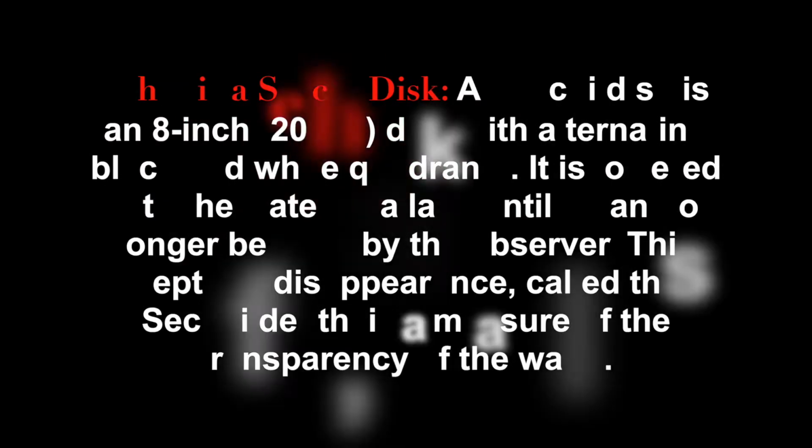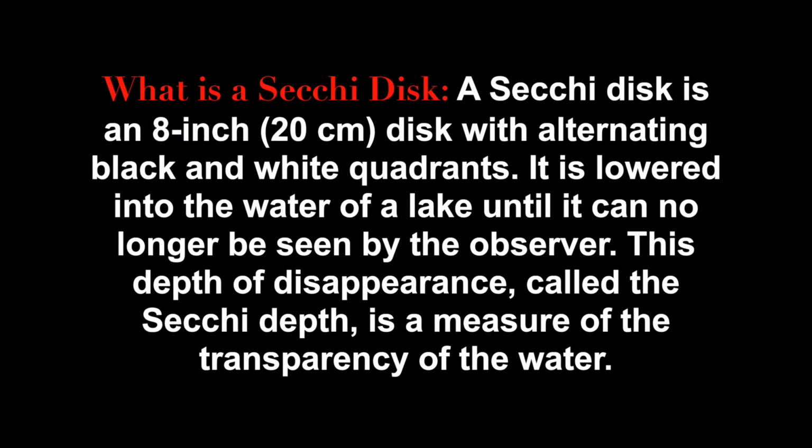What is a Secchi disc? A Secchi disc is an 8-inch, 20-centimeter disk with alternating black and white quadrants. It is lowered into the water of a lake until it can no longer be seen by the observer. This depth of disappearance, called the Secchi depth, is a measure of transparency of the water.